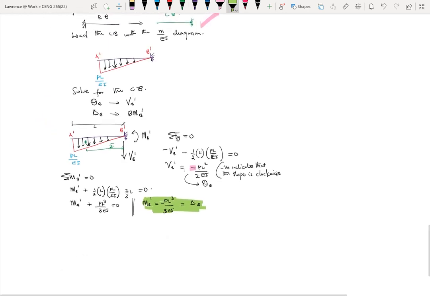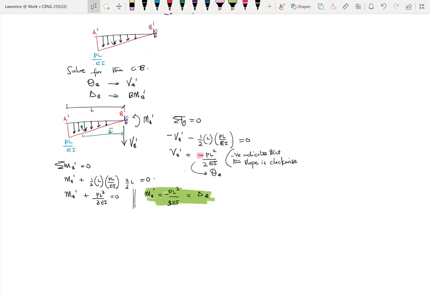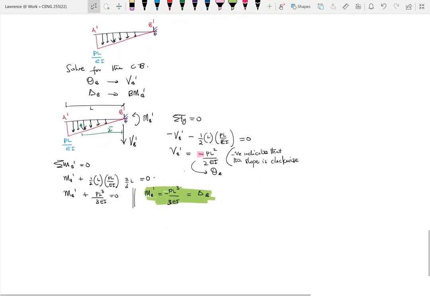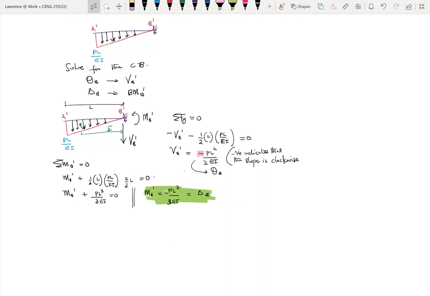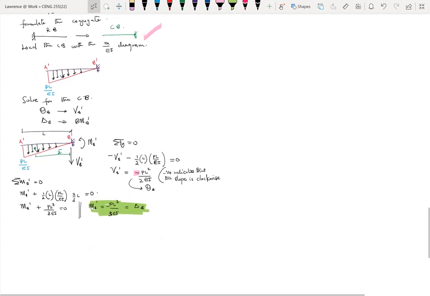Okay, so I'll solve one more example, and then there won't be any assignments on this yet. I think I'll give the assignments next week. I'm sure if we meet next week, we will solve some more questions too on the conjugate beam method, right?